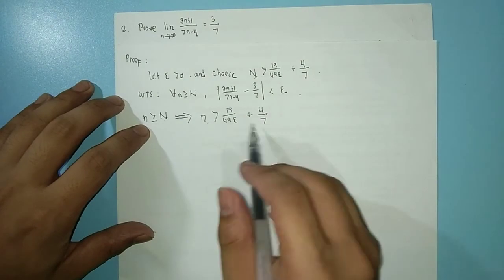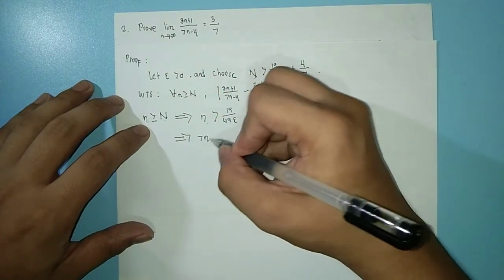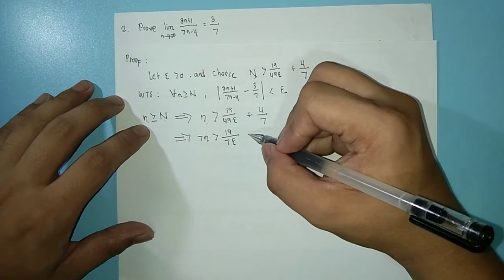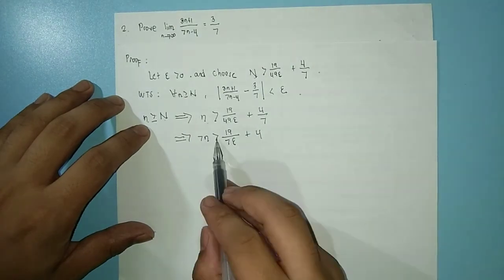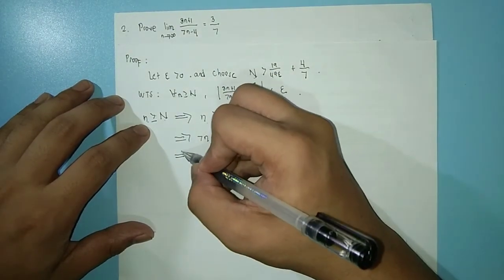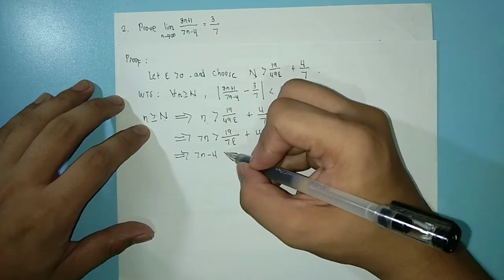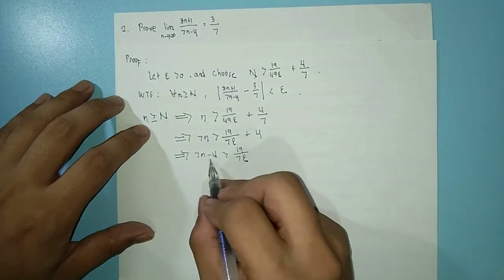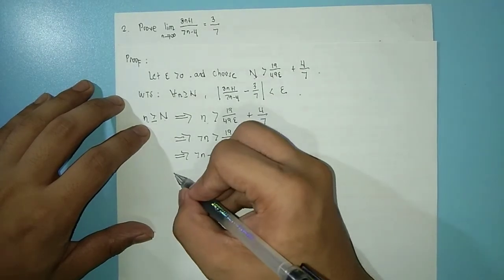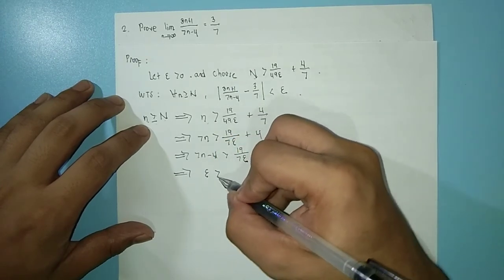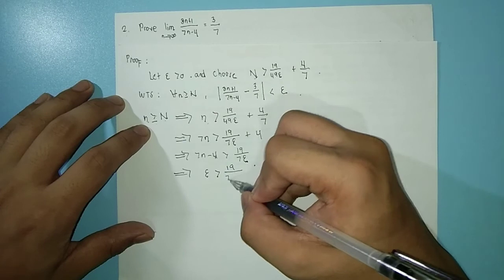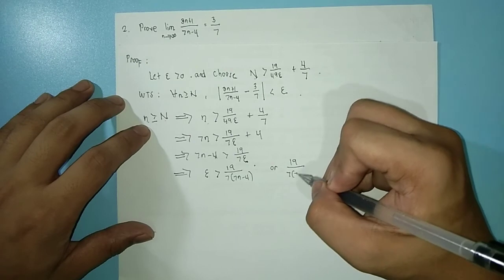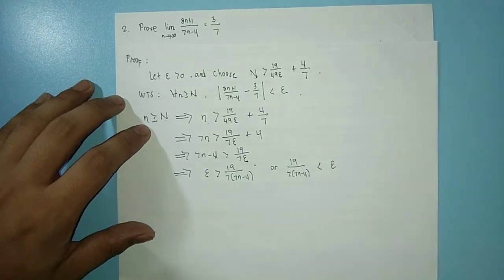Okay? Mag-multiply tayo ng 7 both sides. This implies 7n greater than 19 over 7 epsilon plus 4. So, lipat natin yung 4 sa kabila. Parang nagre-reverse process lang tayo. 7n minus 4 greater than 19 over 7 epsilon. So, ililipat ko yung epsilon dito, yung 7n minus 4 dito. Okay? So, magiging epsilon greater than 19 over 7 times (7n - 4). Or, 19 over 7 times (7n - 4) less than epsilon.